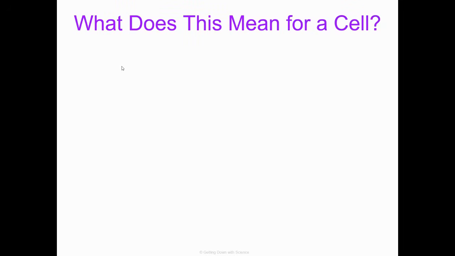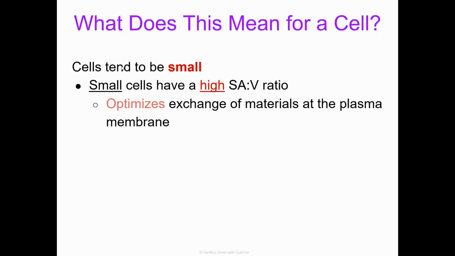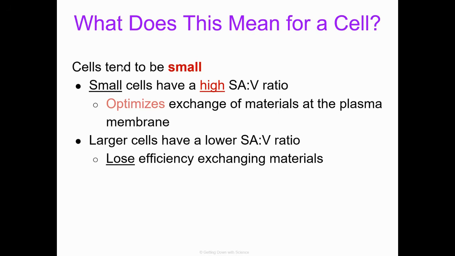Okay, so what does this mean for a cell? Why did we calculate all of this? Well, we went through this to show that cells tend to be very small because small cells have a high surface area to volume ratio. And cells that have this high surface area to volume ratio have optimized exchange of materials through the plasma membrane. Larger cells have a lower surface area to volume ratio, therefore they lose efficiency exchanging materials.